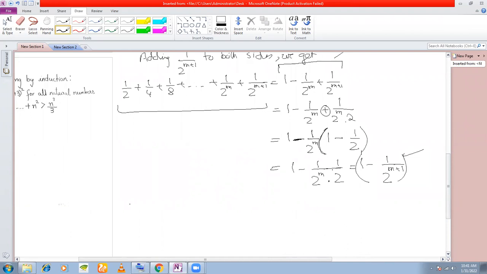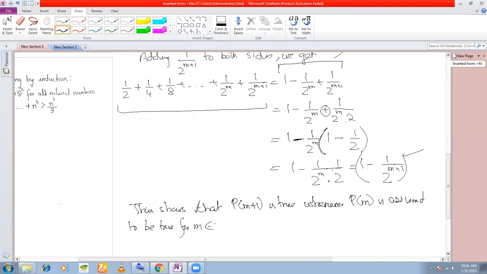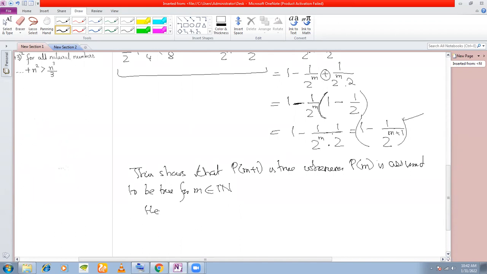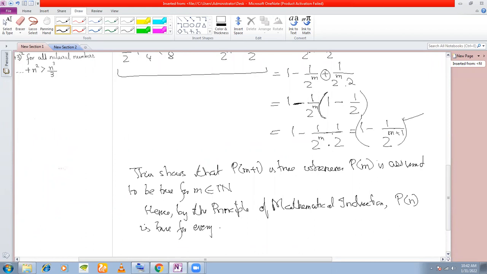Yes. So this shows that Pm plus 1 is true whenever Pm is assumed to be true for m belongs to N. Hence, by the principle of mathematical induction, Pn is true for every n belongs to N. Right? That finishes the proof. I'll stop here.